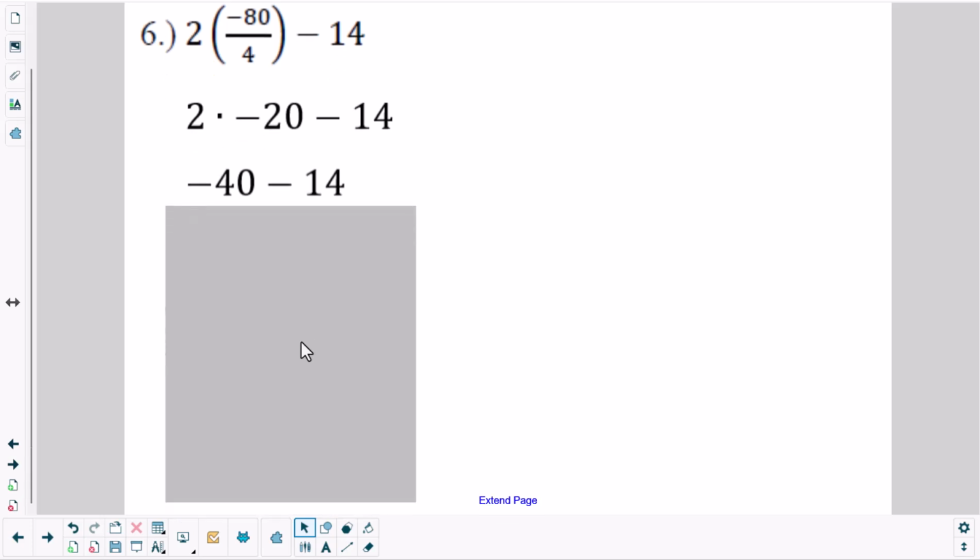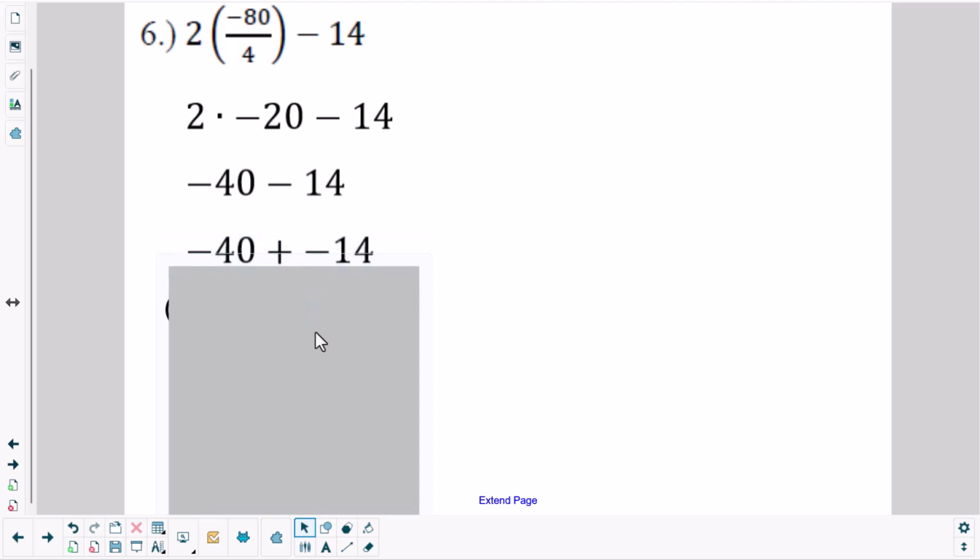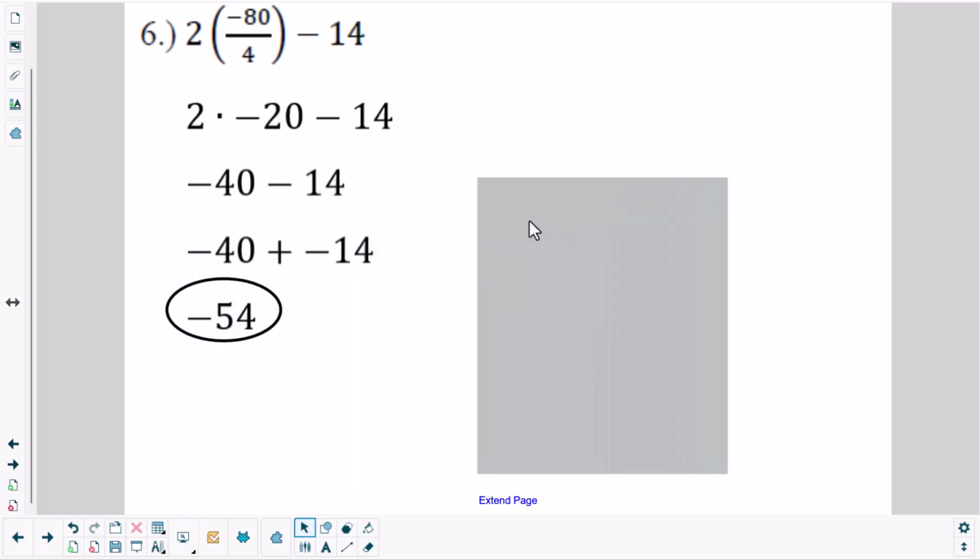-40 minus 14, please rewrite that using keep change opposite or keep change switch as an addition problem. -40 plus negative 14. Add those two numbers to get 54. Our final answer will be negative 54.